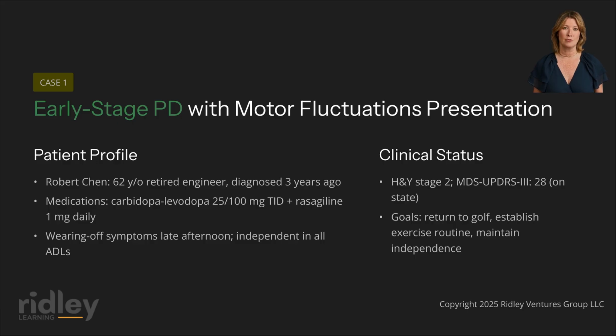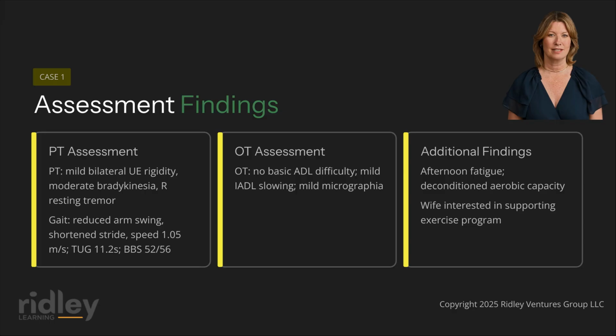His goals include returning to regular golf participation, establishing a sustainable exercise routine, and maintaining his independence as long as possible. His Hoehn and Yahr stage is 2, and his MDS-UPDRS 3 score is 28 when assessed during the on-medication state. Physical therapy examination reveals mild rigidity in bilateral upper extremities, moderate bradykinesia affecting fine motor tasks, and resting tremor in the right hand that diminishes with action.